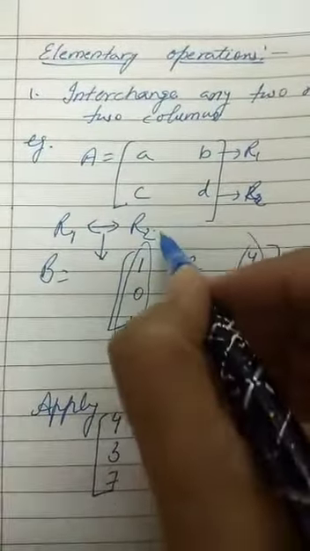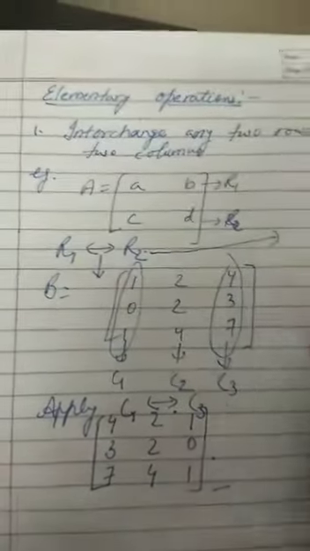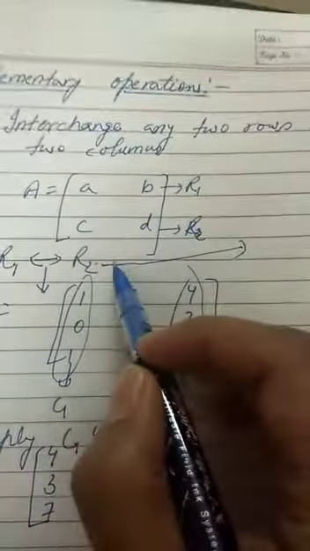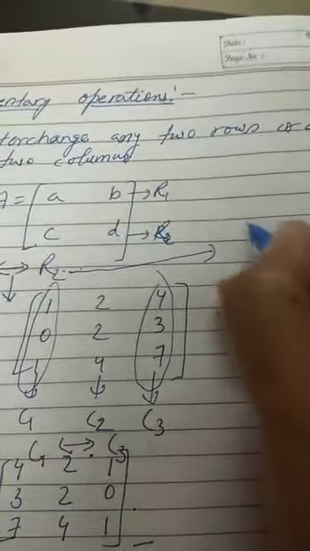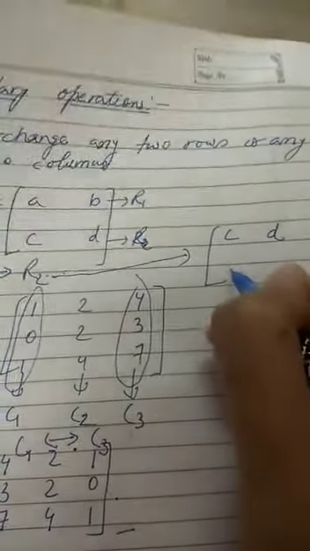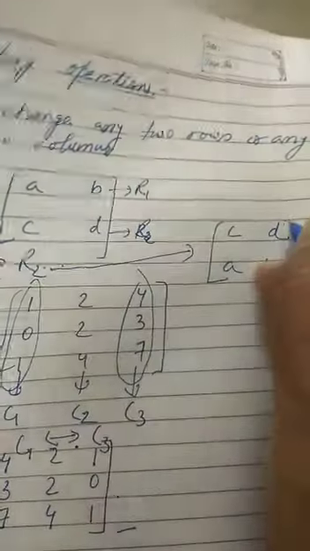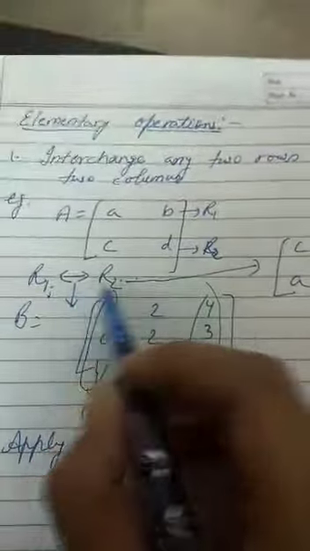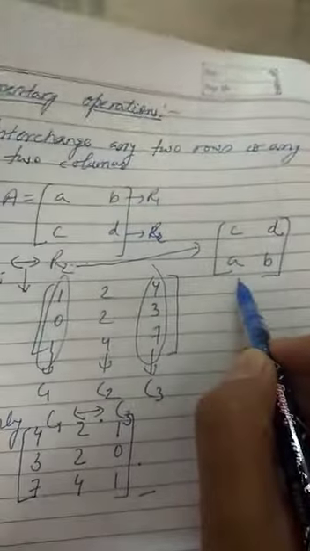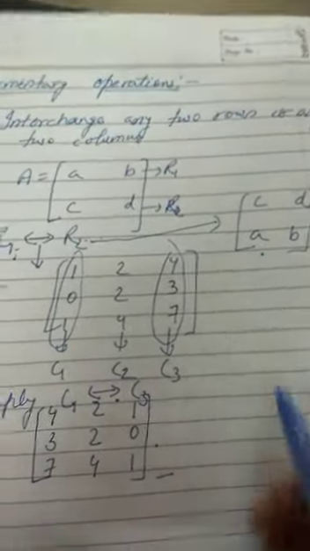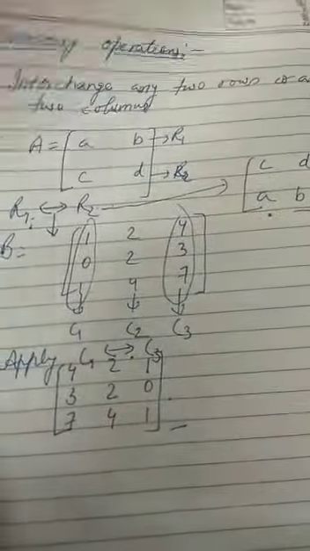Okay, so this thing I think we have left in between. So when I want to interchange R1 and R2, after the application of this, R2 will take the position of R1 and R1 will take the position of R2. So we will write down apply this operation, and the new matrix will be formed, right? So this is the first operation, that we can interchange any two rows or any two columns.